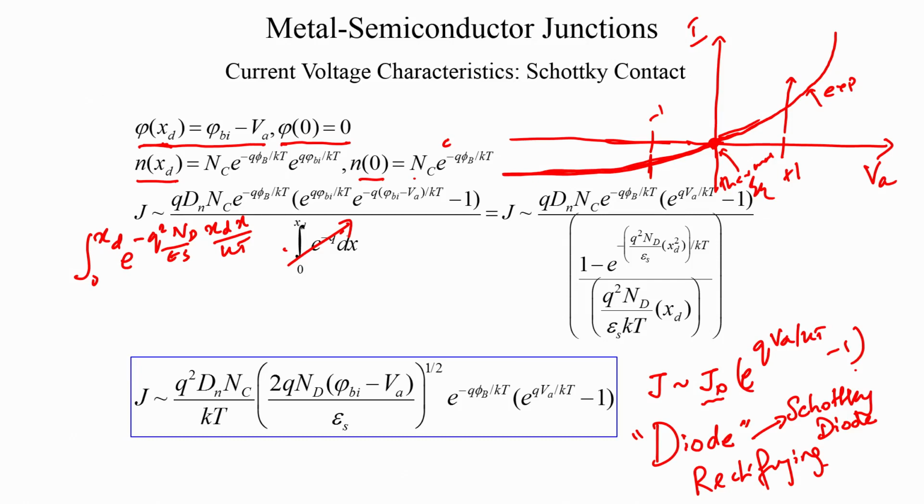Therefore, if somebody says a metal semiconductor contact with a rectifying property, then they are talking about the Schottky contact, and it is a Schottky diode. Just like you can buy PN junction diodes in a market, you can also buy Schottky diodes, and Schottky diodes have some very interesting features.